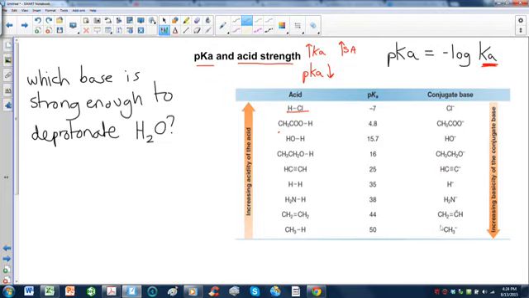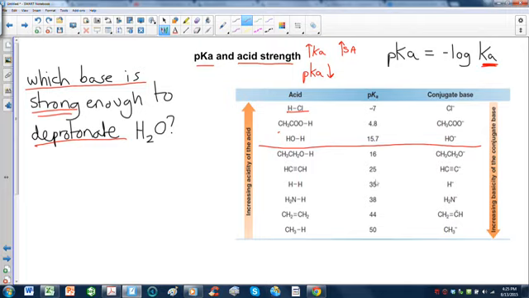All right, let's apply what we've just been talking about to answer this question. Which base from this list is strong enough to deprotonate H2O? Now what does deprotonate mean? Deprotonate means to remove the proton from the acid, from all these acids to the conjugate bases. But we're looking particularly at H2O. So I'm going to put a line here. This is our cutoff point.